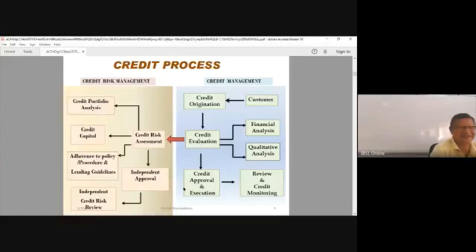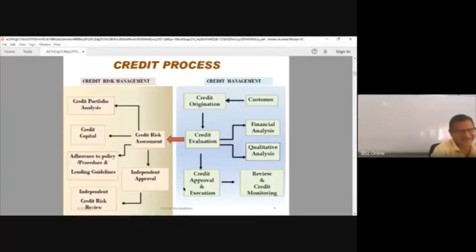You can see a customer approaches the bank, or nowadays if you are good enough, you can go to the customer and do business development activity, canvass the customer, and bring him into the bank. In that process, if a customer applies for a loan, an overdraft or whatever facility, we call it credit origination. Now you see, this entire process needs to be managed if you want to manage the entire credit risk.